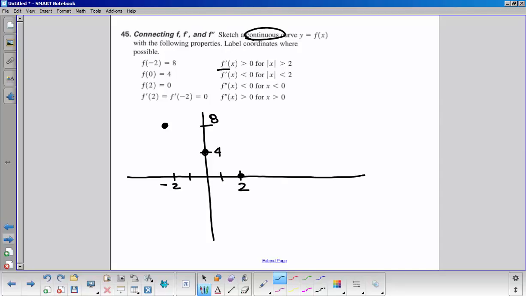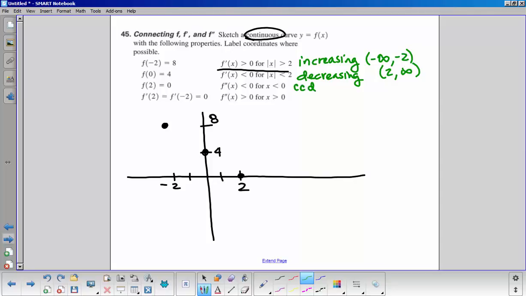So what does this mean? This means my function is doing what? This is increasing from negative infinity to negative 2 and from 2 to infinity, because it's saying the derivative is positive for those. And if it's between negative 2 and 2, it is decreasing. And the second derivative says it's concave down, right? Concave down for x less than 0, and concave up for x greater than 0.